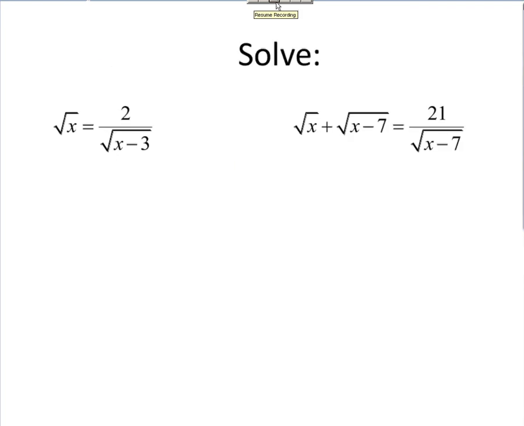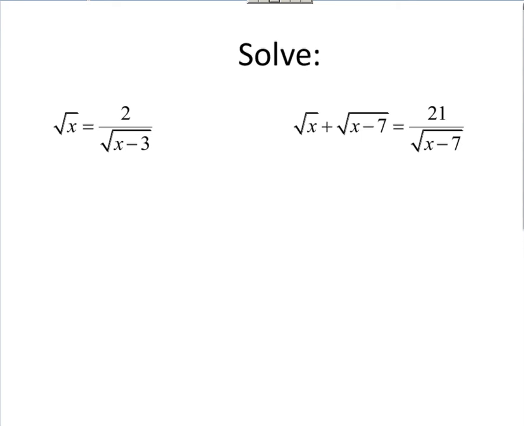We start introducing these rational expressions into the equations. Now that first one there, square root of x equals 2 over square root of x minus 3. You're trying to get a radical by itself on one side of the equation. There's really a couple ways we could go about doing this first one.